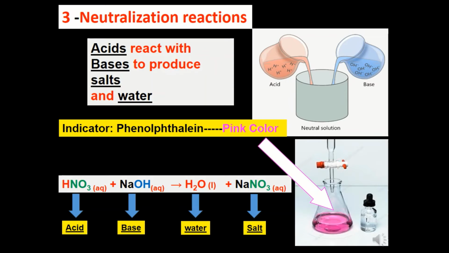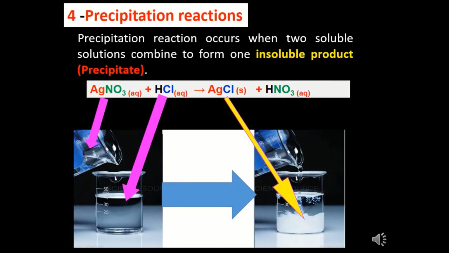This is the pink color in this slide. White color, we call it a white precipitate. This is the evidence, a white precipitate, and then HNO3 is an acid.